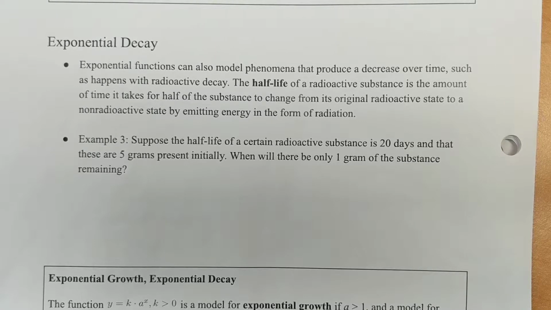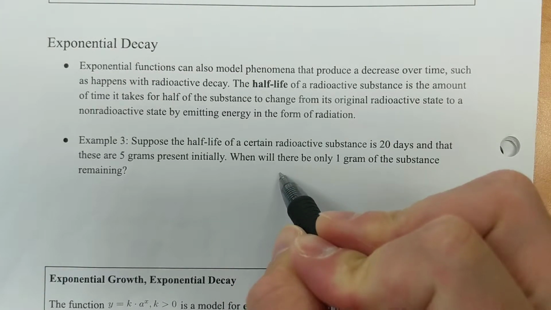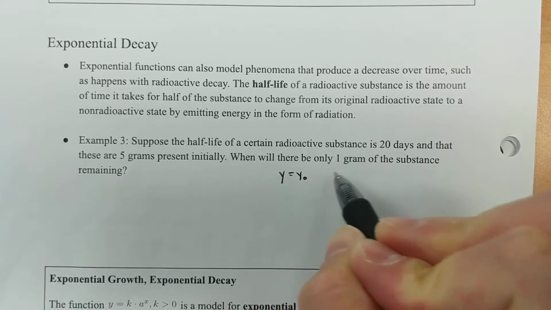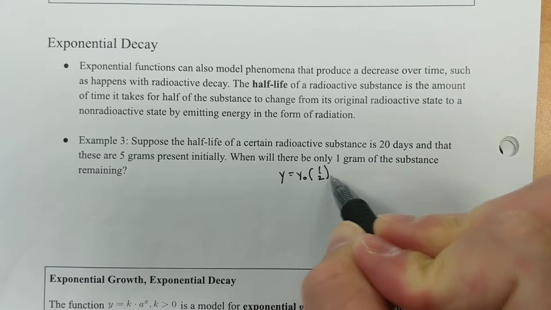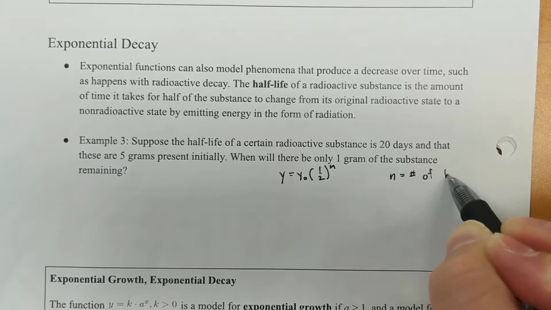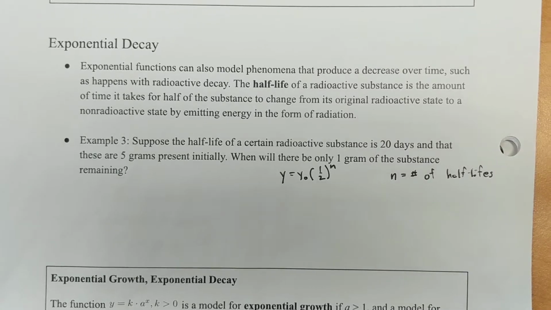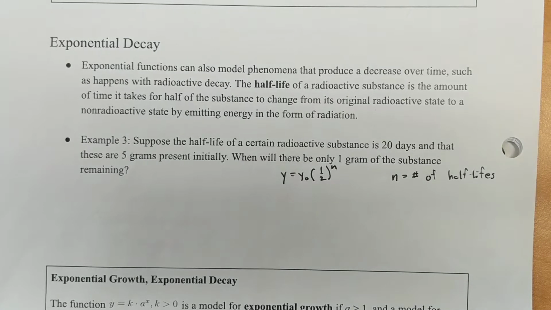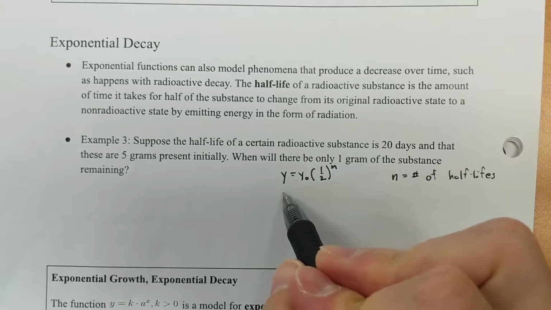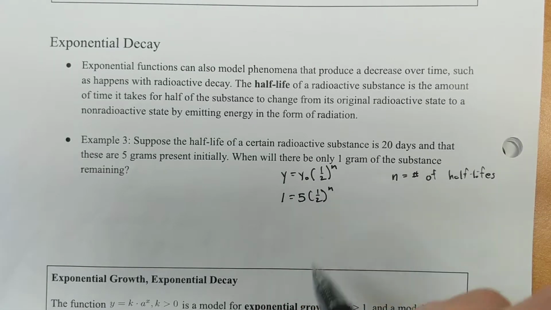So for example 3 here, suppose the half-life of a certain substance is 20 days and that there are 5 grams presently. When will there be only 1 gram of the substance remaining? So this is the generic equation. So y equals y0, and then 1/2 raised to the n, where n is equal to the number of half-lives. So we will have to do one conversion at the end to convert half-lives back into actual time. So y is our current amount, so 1. We started with 5 raised to the half to the n.